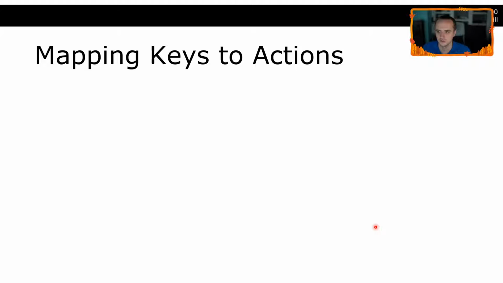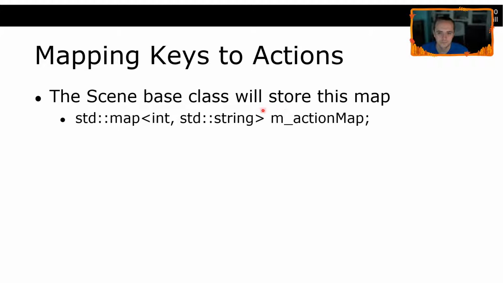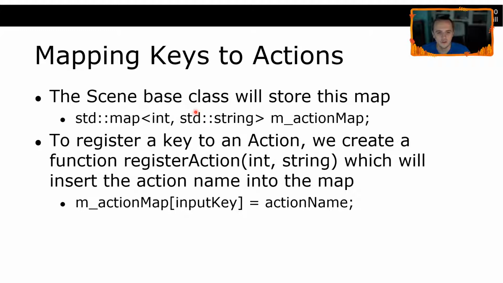In the scene base class, we're going to store that map. We have something called the action map, and that maps these key codes to strings, which are the names of actions. To register a key to an action, we're going to create a function called registerAction. It takes in an int and a string, and inserts the action name into the map at the given key code. This is really easy. All we have to do is say mActionMap[inputKey] = actionName. So for example, mActionMap[spacebar integer] = "jump".